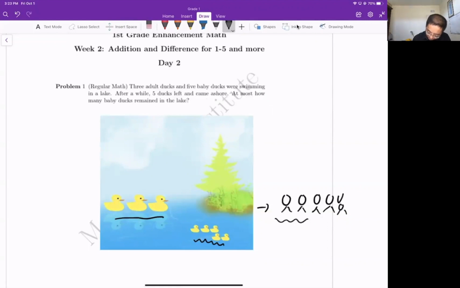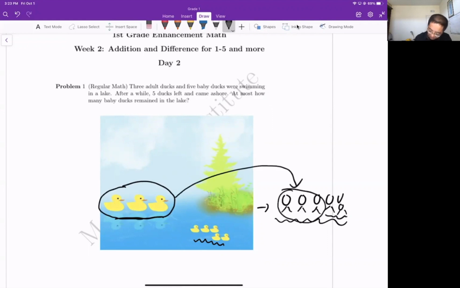Among these 5 ducks that left, some of them might be baby ducks and some of them might be adult ducks. Now, we want the baby ducks to remain in the lake, as many as possible. Therefore, all these 3 adult ducks leave. And then we need 2 more, right? So we have to choose 2 baby ducks to leave as well. That's the best we can do in order to keep as many baby ducks in the lake.